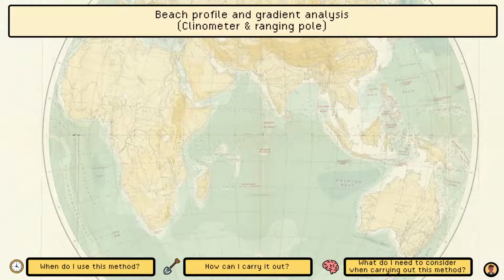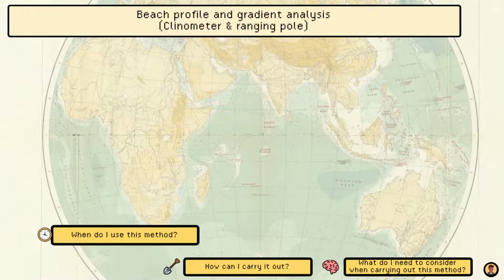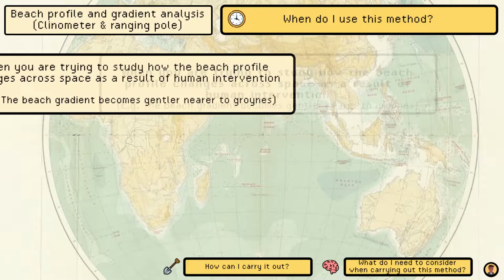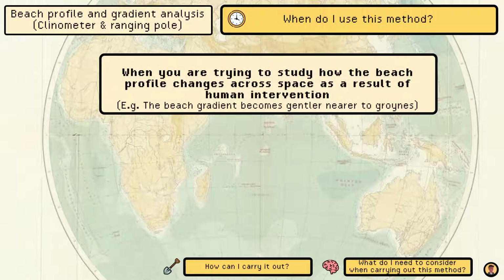All right, so tackling the first question, which is when do I use this method? Basically, you use this method when you are trying to study how the beach profile changes across space. For example, as a result of human intervention. So let's say humans have put in place certain hard engineering measures, and because this has disrupted certain transport processes, it results in the beach profile changing. So when you're trying to find out how the beach profile has been affected, you will actually use this method.